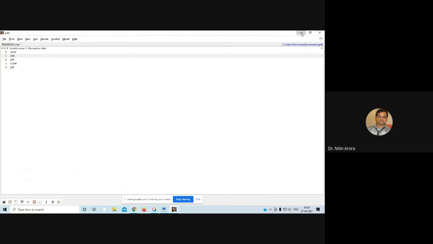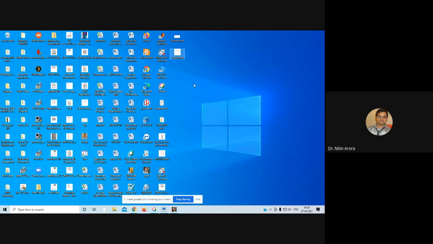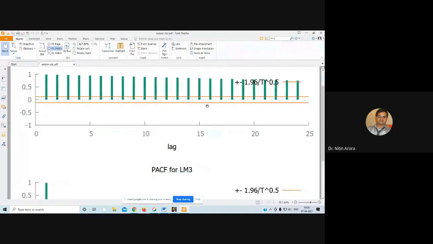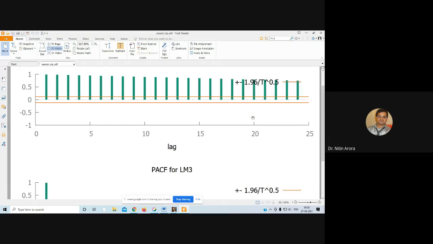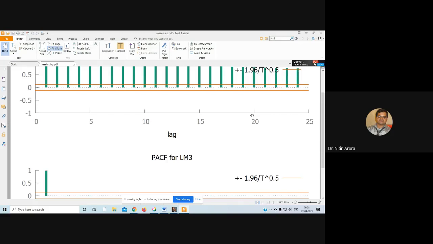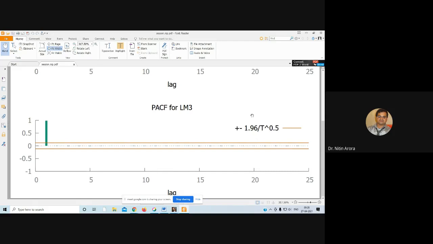Okay, let us see this graph. Graph has been saved. Now I will give you a better picture of this graph. This is the ACF plot, and obviously these are the confidence bounds. All ACFs are above this limit. Here you can observe, see, this is the main issue.